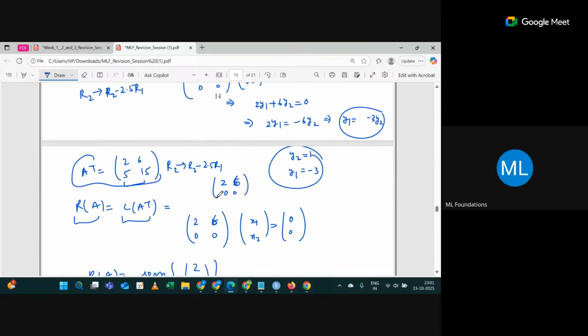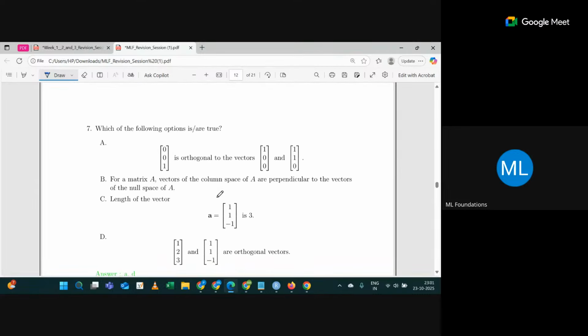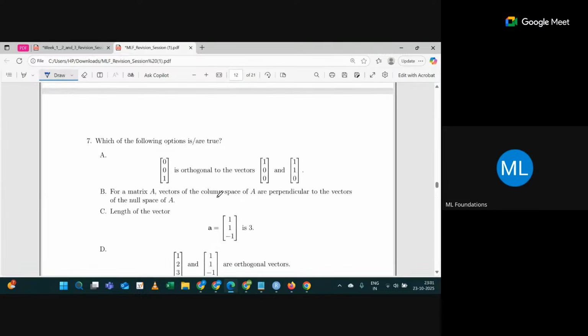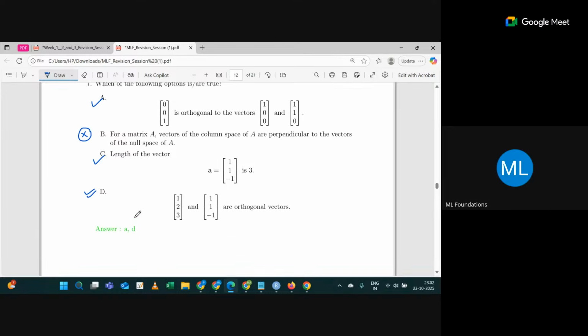Can you solve this question? You have to identify which options are correct. A is obviously true, we can understand that. Same for C also. B is wrong. Why is B wrong? Because it should be column space and left null space. Correct. So the correct options are actually A and D.